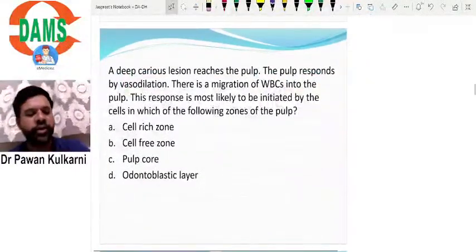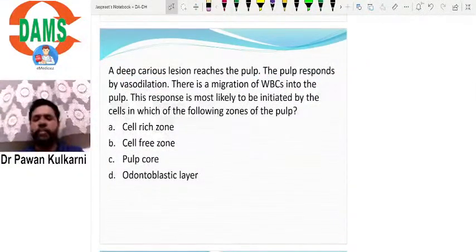Okay, moving on to the next question. A deep carious lesion reaches the pulp. The pulp responds by vasodilation. There is migration of WBCs into the pulp. This response is most likely to be initiated by the cell in which of the following zones? So that means indirectly they are asking which is the zone where blood vessels are there.